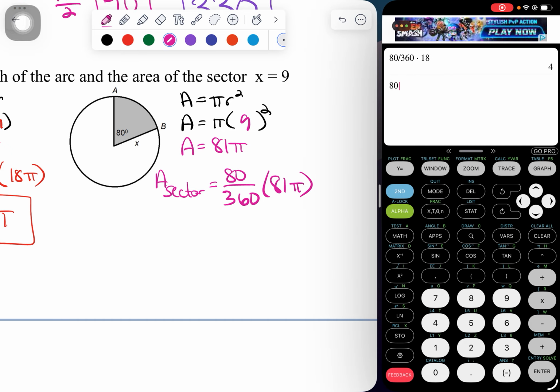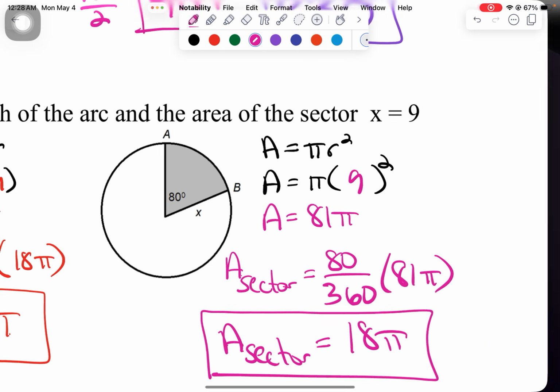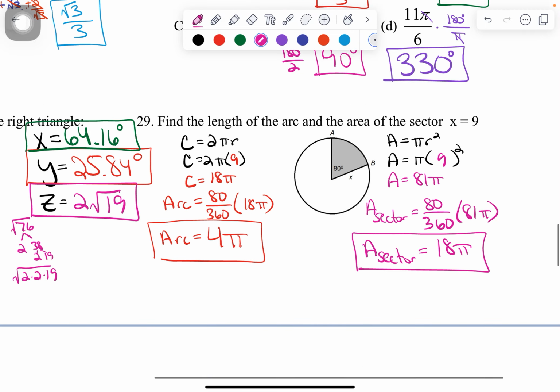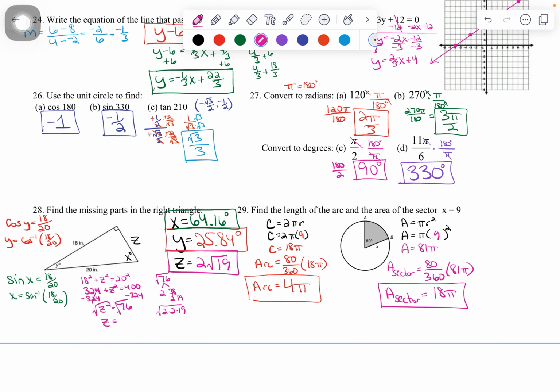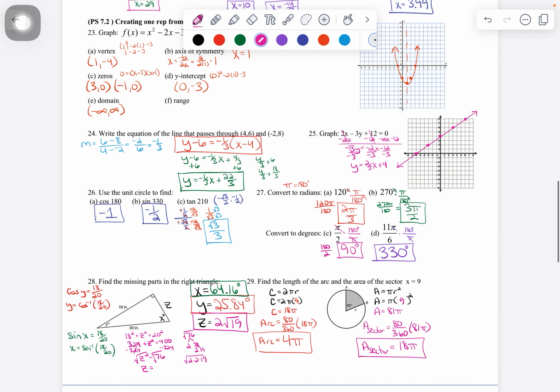I write too fast. All right, so 80 over 360 times 81 is equal to exactly 18. So area of the sector is equal to 18 pi. And again, we don't have any units, so I can't figure out if it's feet squared or inches squared or anything like that. All right, that was all of the work. Let's see if I can pinch it all the way down. There we go. There's all the bits, parts, and pieces for indicator 7.2.